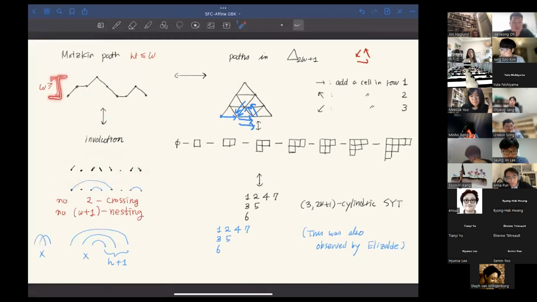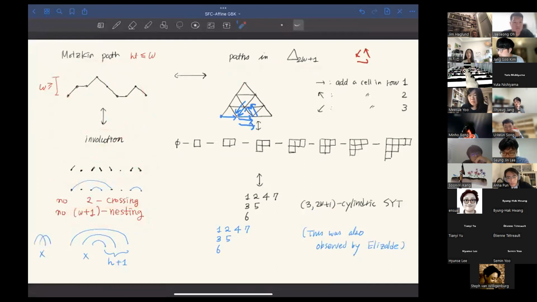And the height here corresponds to the fact that there is no w plus 1 nesting. So this object is basically the same as non-crossing and w plus 1 non-nesting involutions.